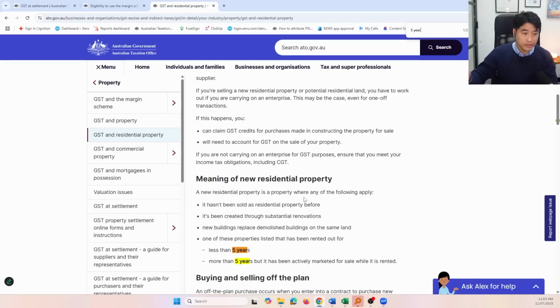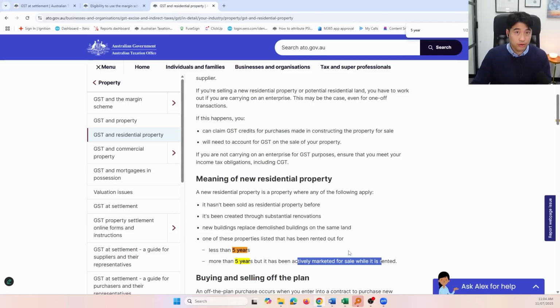Even though you may have rented it out, a new residential property is a property where any of the following applies. It hasn't been sold as a residential property before. It's been created through substantial renovations. New buildings replace a demolished building on the same land. So any of the following, just so you know. One of these properties is listed that has been rented out for less than 5 years, or more than 5 years but has been actively marketed for sale while it was rented.